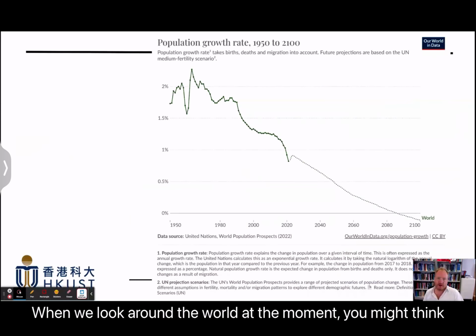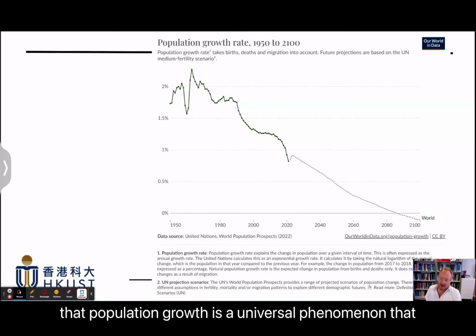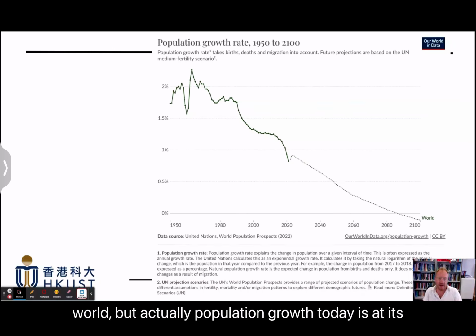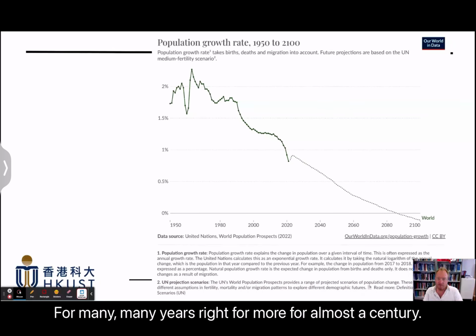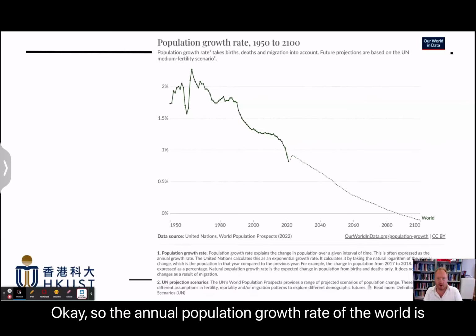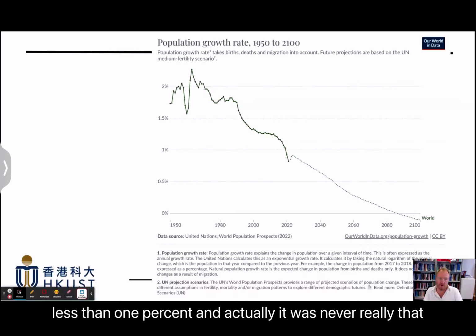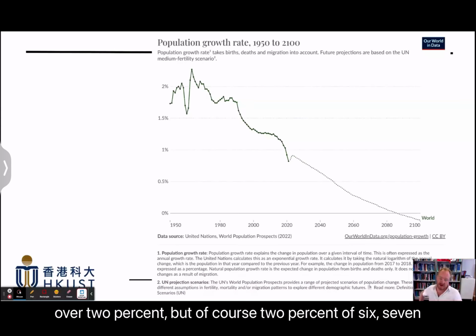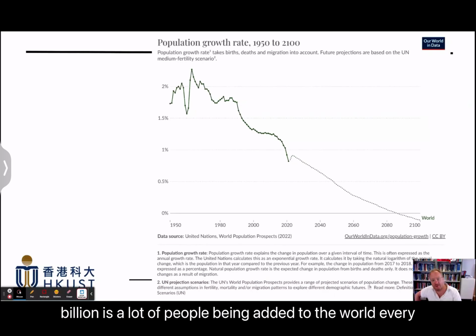Now, when we look around the world at the moment, you might think that population growth is a universal phenomenon. People talk a lot about there being far too many people in the world, but actually population growth today is at its slowest rate for many, many years, for almost a century. The annual population growth rate of the world is less than 1%, and it was never really that high. If you go back to the 1960s or 1970s, it was over 2%. But of course, 2% of 6-7 billion is a lot of people being added to the world every year.